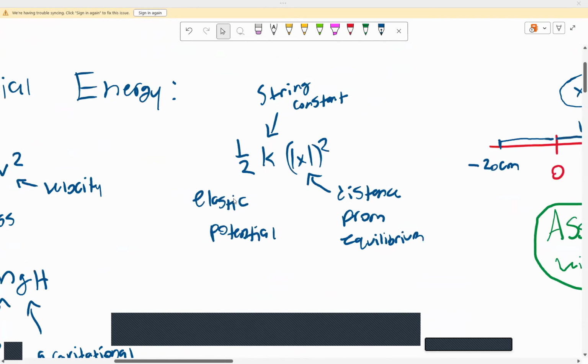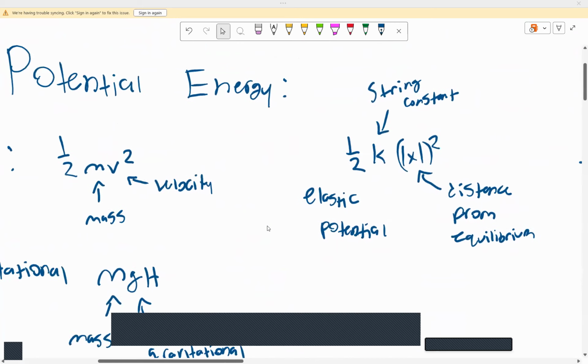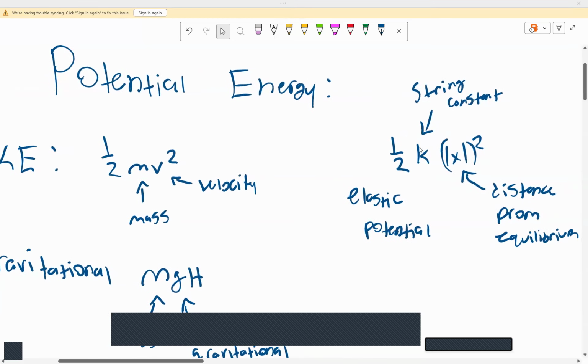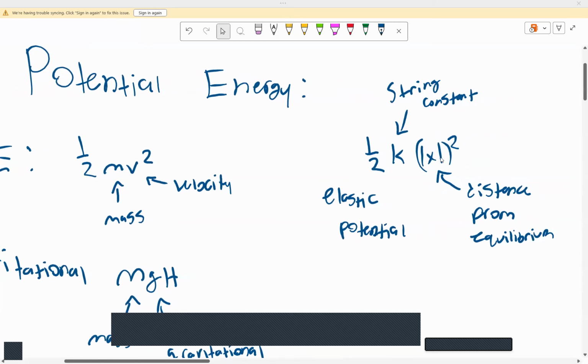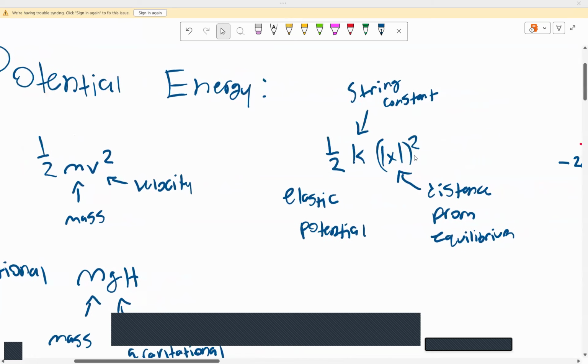And then we have our elastic potential, which is, as you could see, pretty similar to kinetic energy, right? Instead of having M, you have k, which is for a spring constant, and then instead of having v, you have x. Which I guess the absolute value bars that I added aren't really necessary because you're squaring something, and if it's negative, it's going to be positive. And x is the distance from equilibrium.